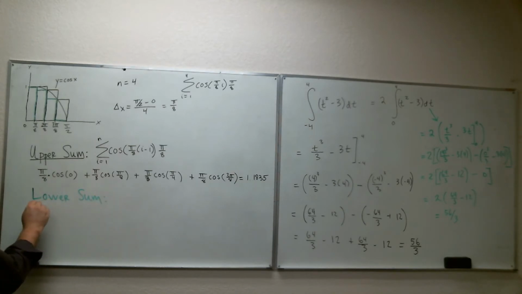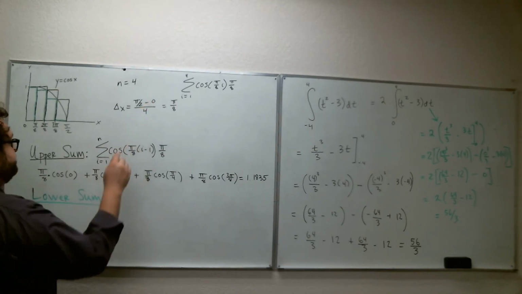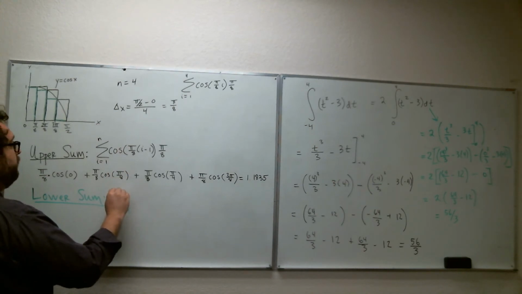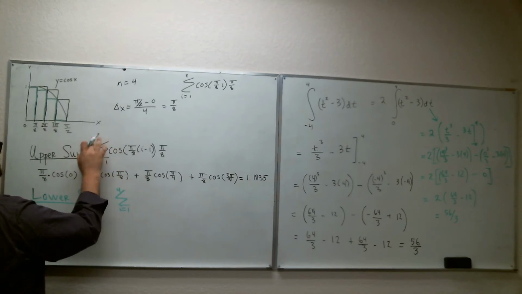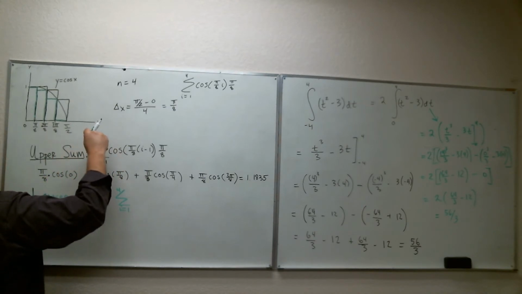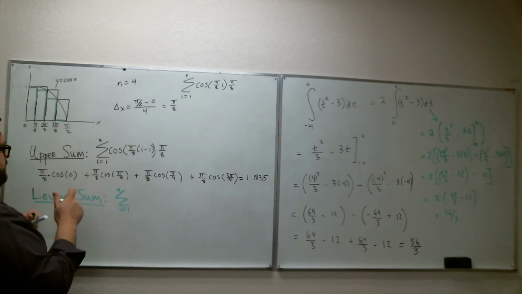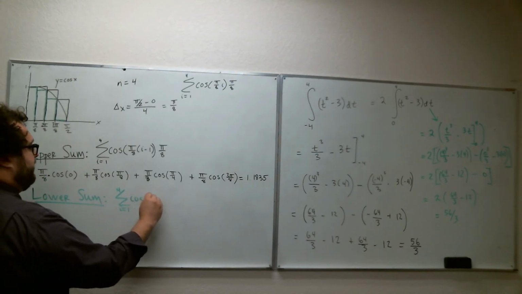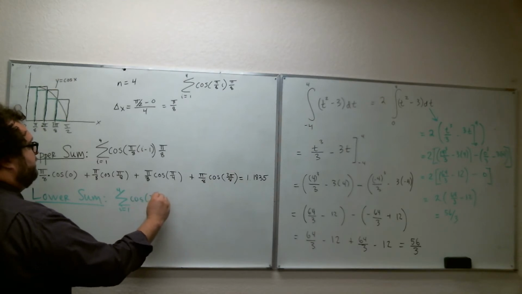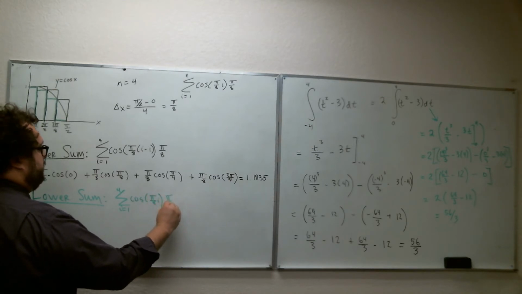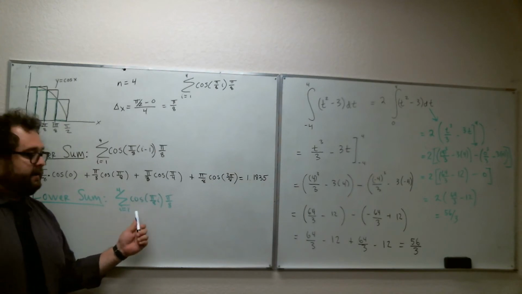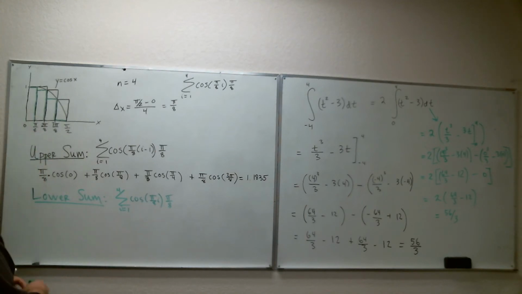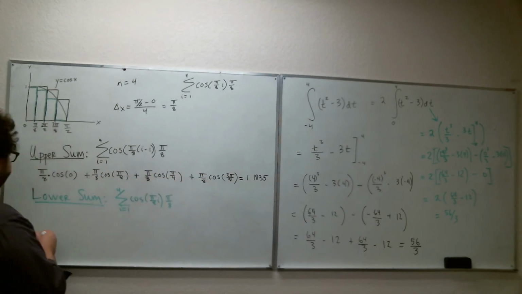And again, the abstract version is the sum from i equals 1 to 4. Oh, there was supposed to be a 4 there. I was getting ready to do a Riemann sum of cosine of pi over 8i times pi over 8. All this says is add up heights times widths. That's all that says.